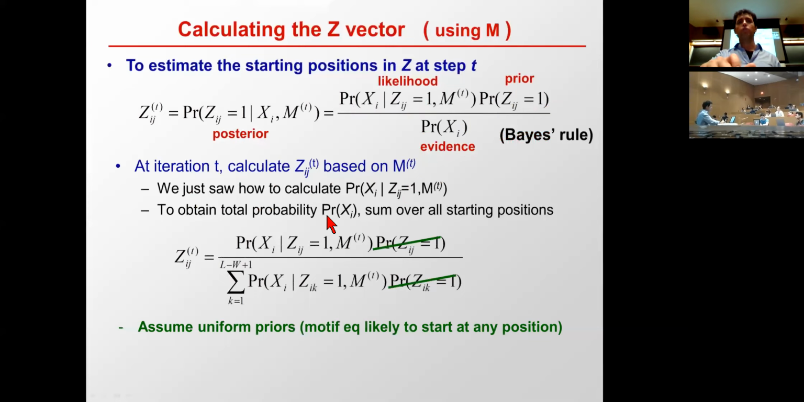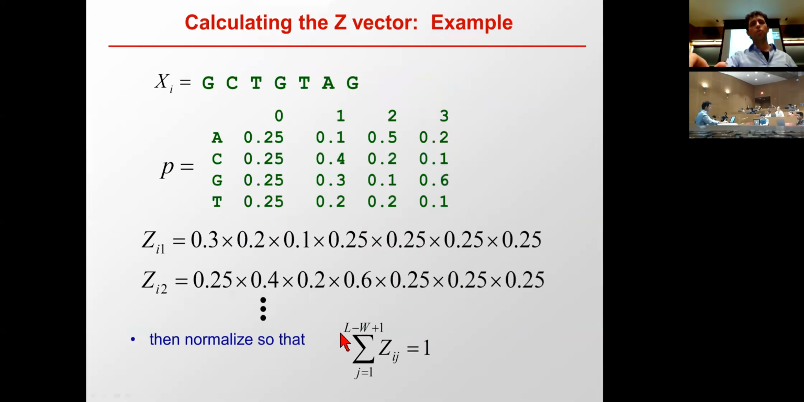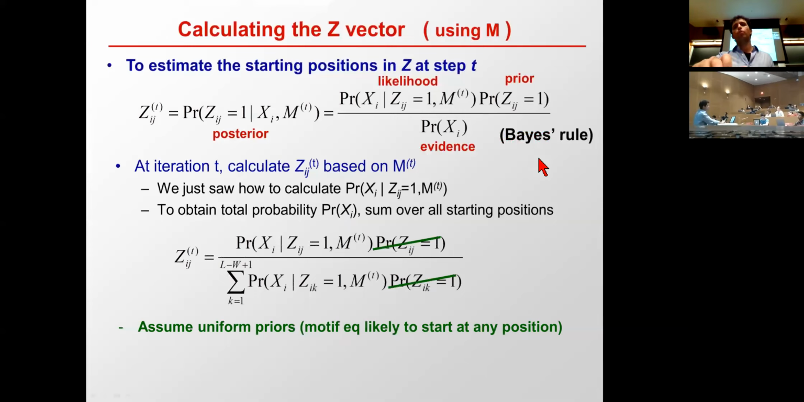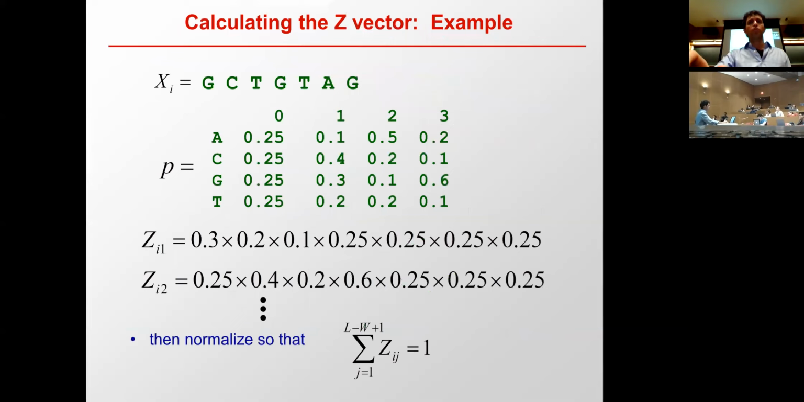And then to obtain the total probability, we sum over all starting positions. This P of X is simply the total probability, and then we assume uniform priors, or we could assume some more interesting priors. For example, I can look at evolutionary conservation and look at the frequency with which every nucleotide is conserved, and then maybe use that as a prior, that maybe there's a motif that's more likely to start there given the conservation.